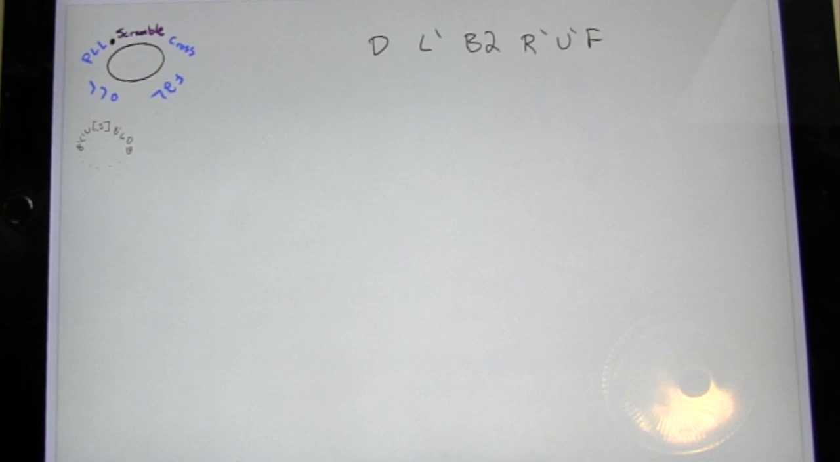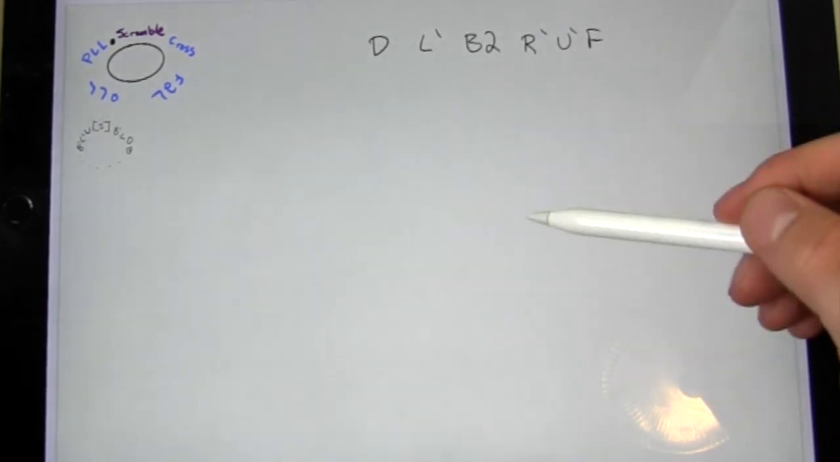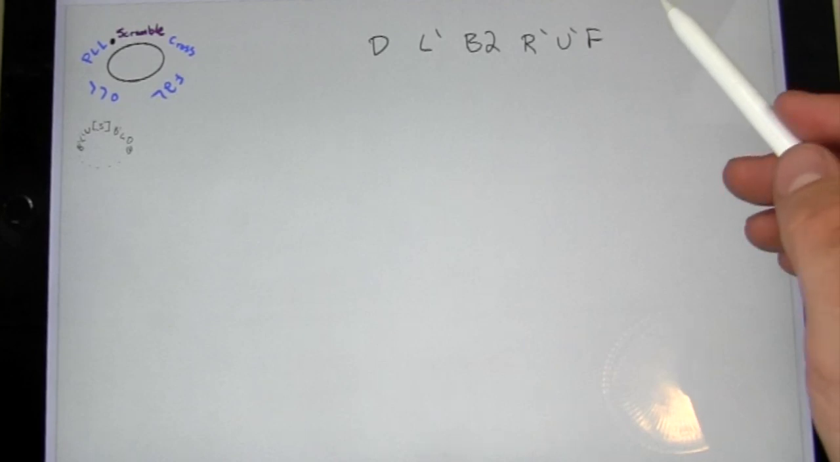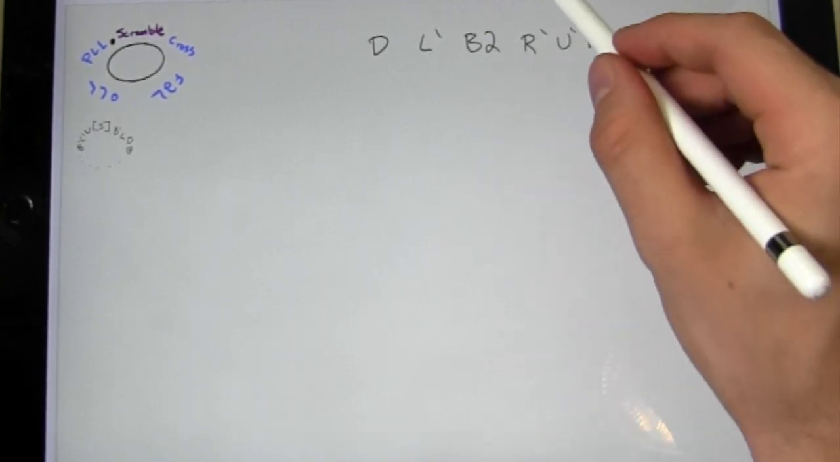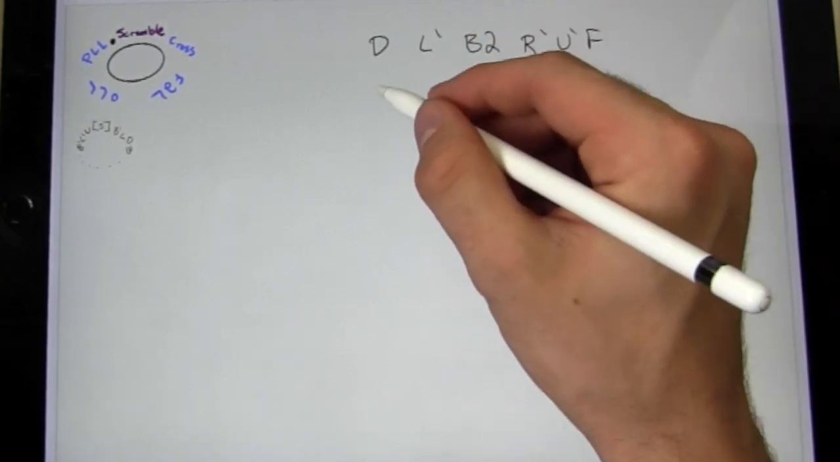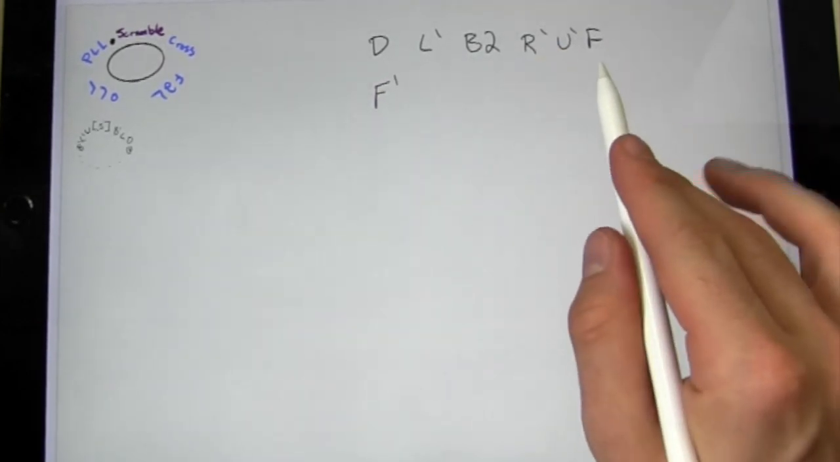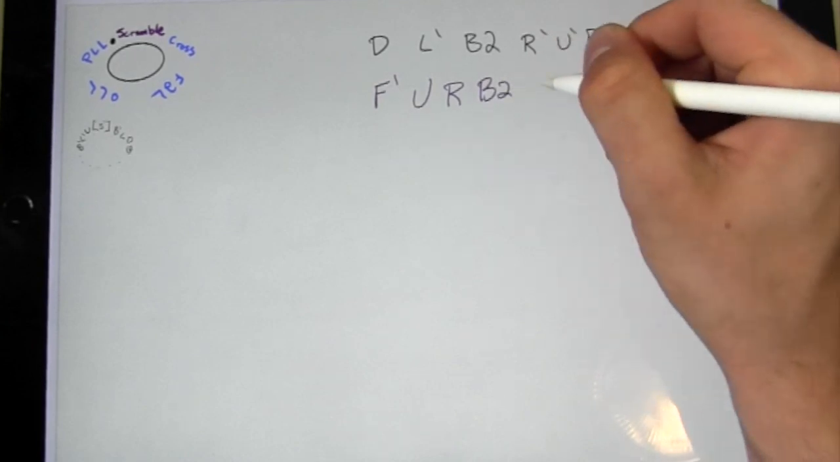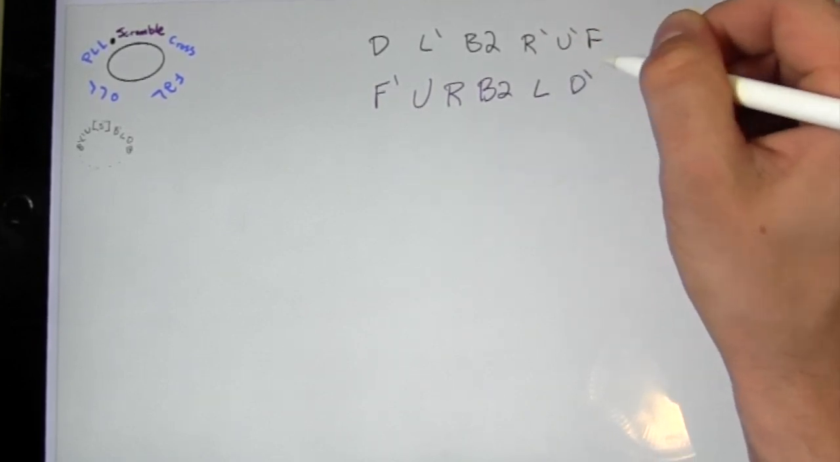And then also it's really easy to see if someone is just doing the scramble backwards. To do something inverted, anything that's a 2 just stays a B2. Anything that's 180 degrees stays that. But primes and regulars are inverted. So the inversion of this is F prime U R B2 L D prime.